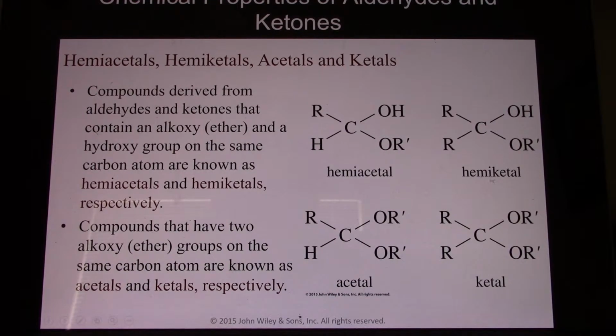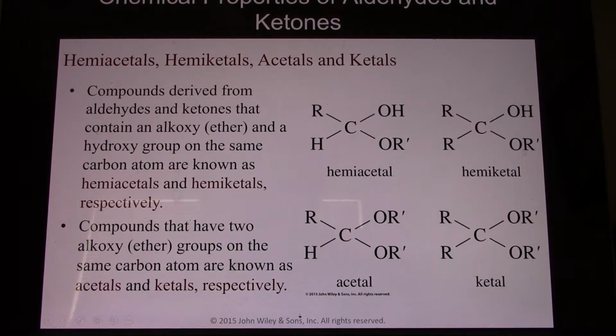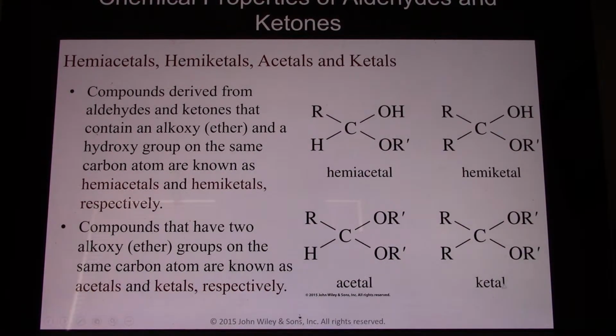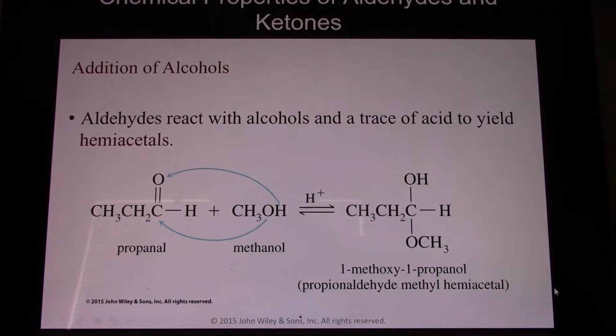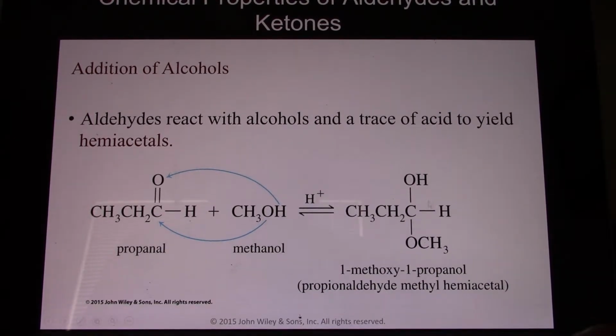If it's a ketone, you get a hemiketal. If it's an aldehyde, we get a hemiacetal. And again, coming off of this carbon, there's one OH and one OR. A full acetal has 2 OR groups coming off, and a ketal has 2 OR groups coming off. So here, methanol can attack, kicking these electrons up, forming the hemiacetal.